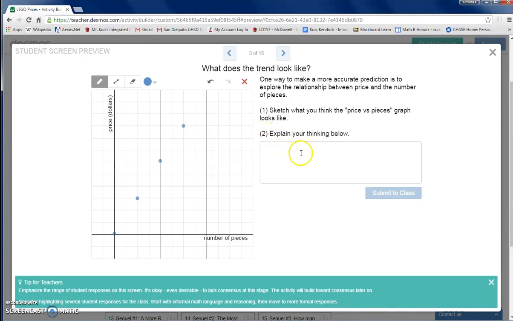For step 2, you want to explain your thinking below, and this Desmos activity will ask you to create a number of explanations and predictions. So that's kind of like the basis of our activity. And I also wanted to give you a more hands-on approach to graphing electronically and how that can improve your learning in the future.